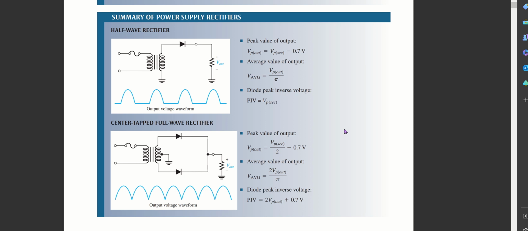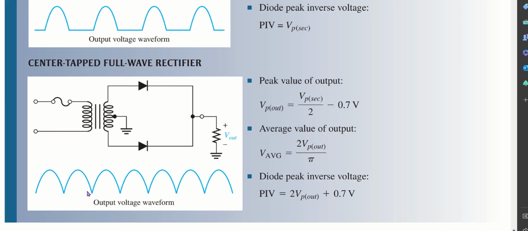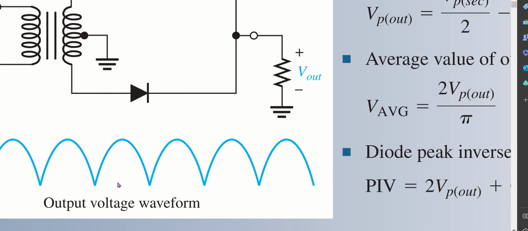Now discussing a half wave and a full wave rectifier. Basically, a full wave rectifier would be preferred by anyone because there are no missing parts in the full wave rectifier, and the wave is constant like this. As we can see, the output voltage waveform is consistent.